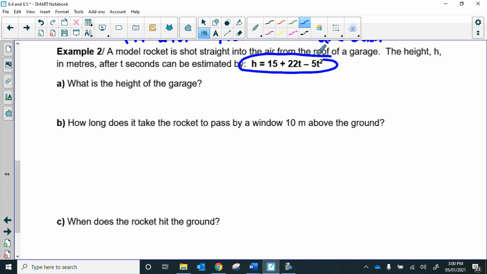What's the height of the garage? The height of the garage is where this parabola starts. So we've got a rocket being shot up. It's starting here, but how high is that? That is your y-intercept. So this is looking for the y-intercept. How do you find the y-intercept given an equation? You want standard form.